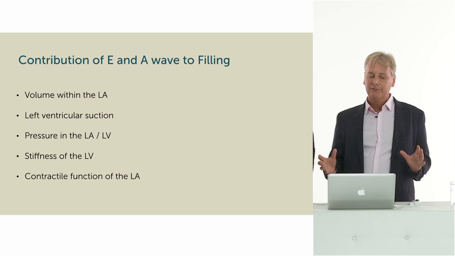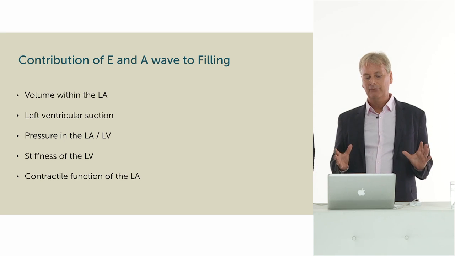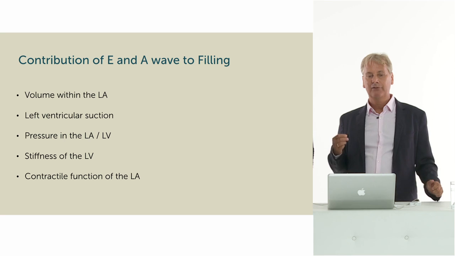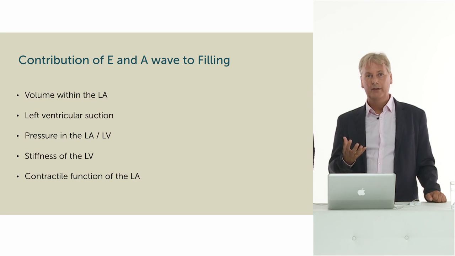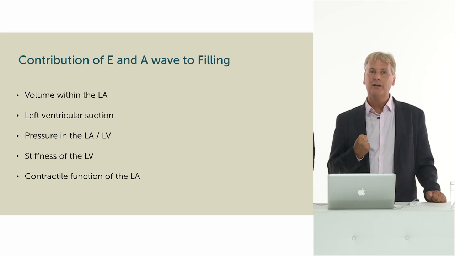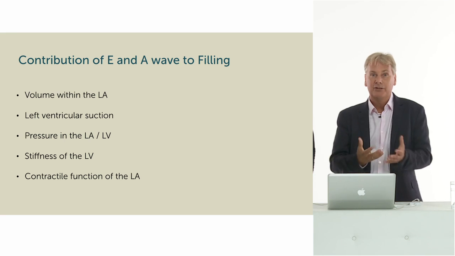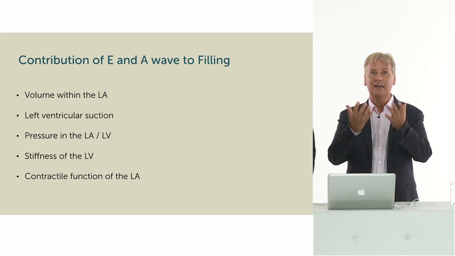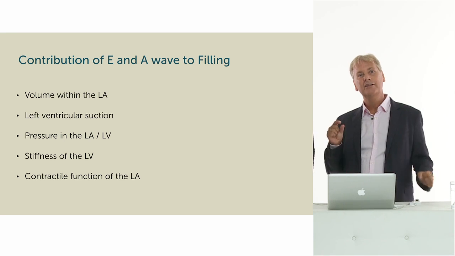And with respect to the E and the A wave, what is so important is that the E and the A wave are affected by the volume within the left atrium, both in early and in late diastole. If you have a patient who fills a lot of blood in the early diastole, then not much blood is left for the atrium to kick in. That's why you'll have a large E wave and a small A wave.